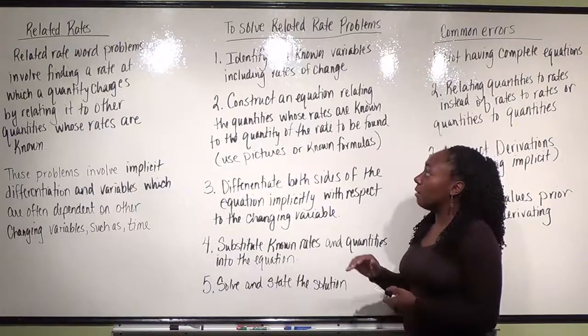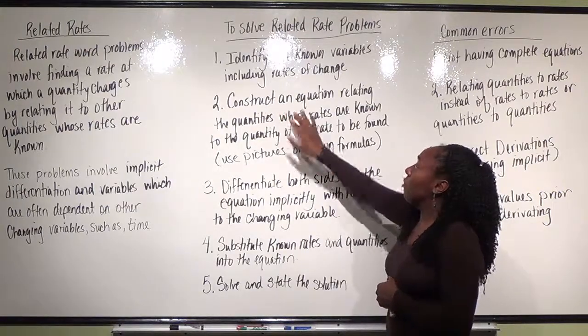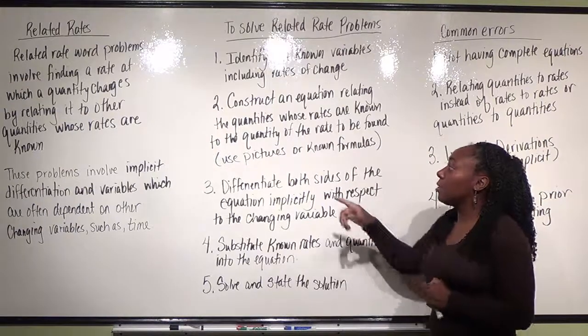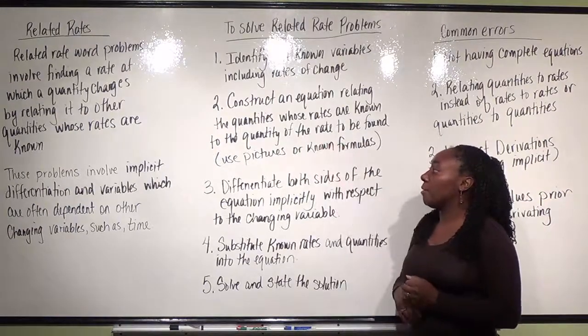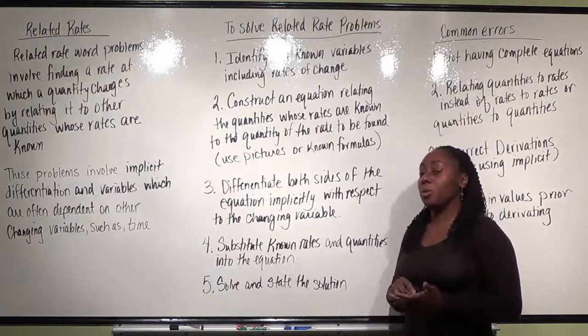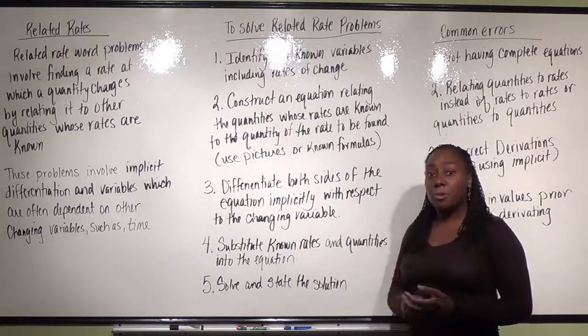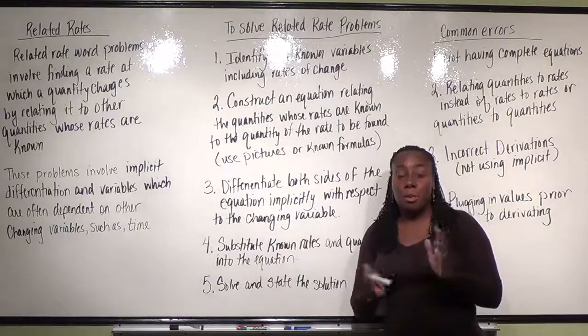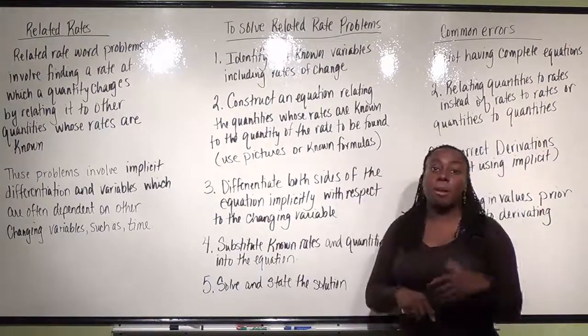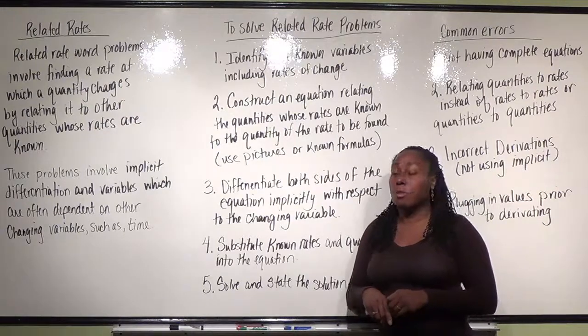and dl/dt. So I'm going to construct an equation relating the quantities whose rates are known to the quantity of the rate to be found. And oftentimes you're going to want to use pictures or known formulas. Pictures, often things like your triangles using the Pythagorean theorem to relate your sides, or known formulas like maybe your revenue equaling price times quantity.